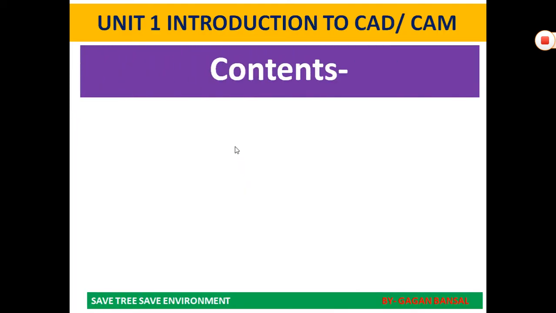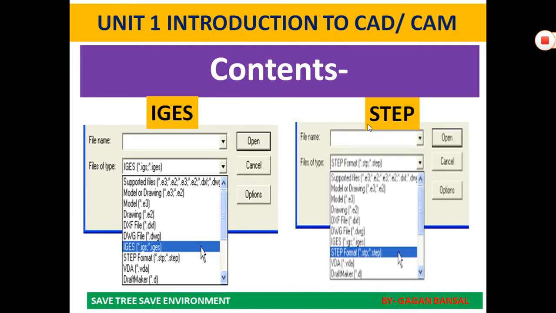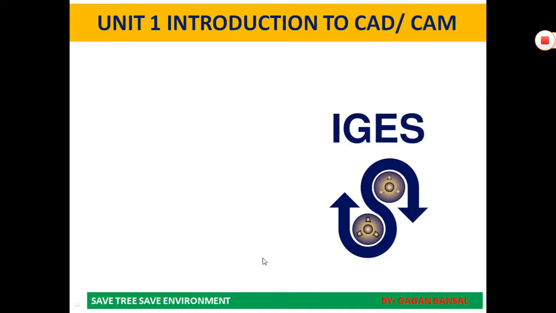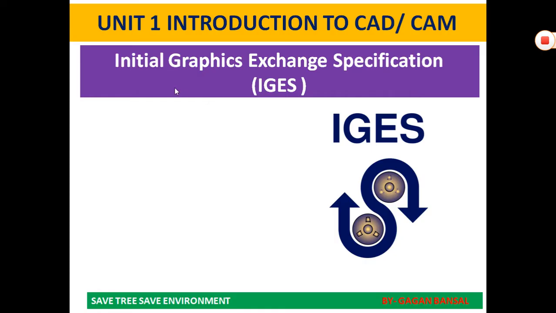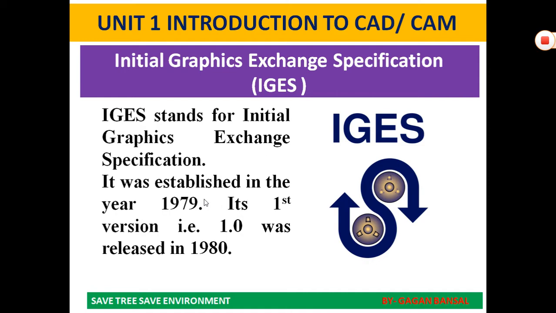In this particular session we will be studying what the IGES file format is, and what the STEP file format is. These are two very important graphic standard file formats. So let's begin with IGES. What is IGES? IGES stands for Initial Graphics Exchange Specification. It was established in the year 1979. Its first version, 1.0, was released in 1980.